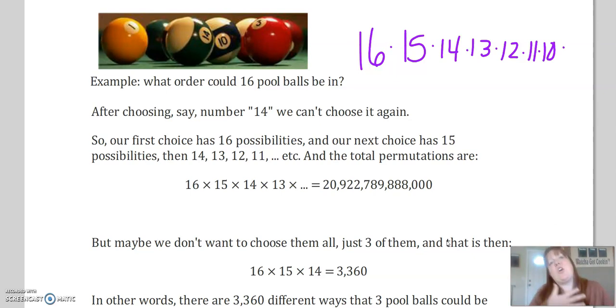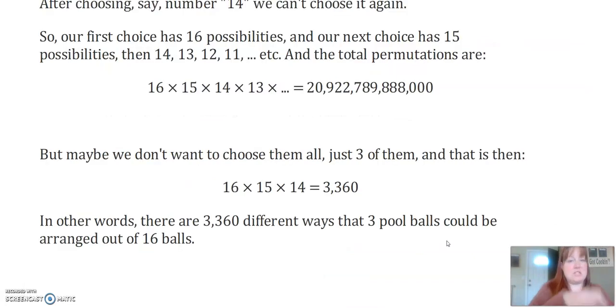But what if we don't want to pick all 16 of them? What if we're just trying to pick 3? And this is also an example. We're talking about pool balls, but this could be like lottery numbers, right? There's a bunch of lottery numbers. You pick one out, set it down. You pick another one out, set it down. And we're going to just pick 3 of them out. Okay, so how many different options do we have? Well, again, the first time I pull out one, I have 16 options. The second time I pull out one, I have 15 options. The third time I pull out one, I have 14 options. So if I have 16 different pool balls and I'm going to pick 3 of them, then there are 3,360 different ways that I could possibly pick those out in order.